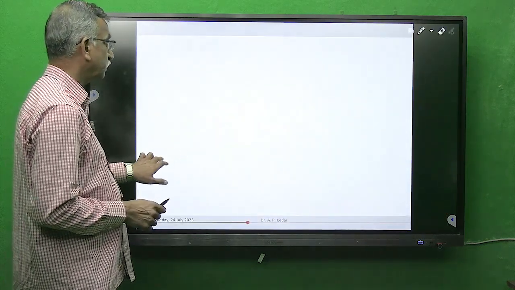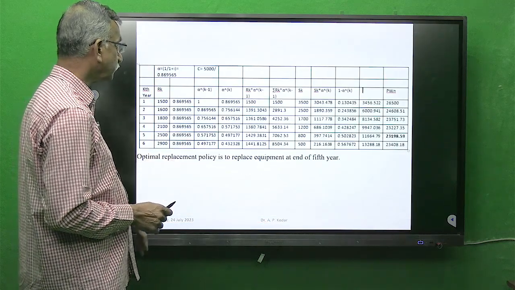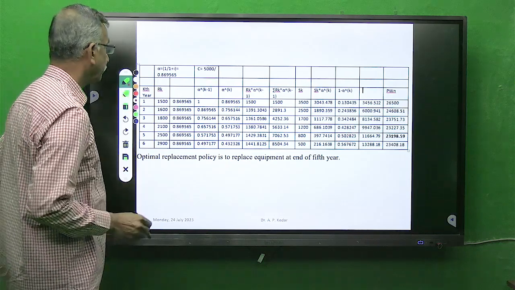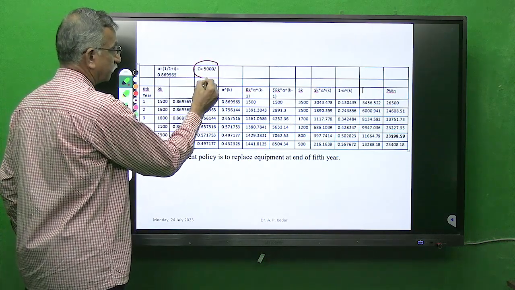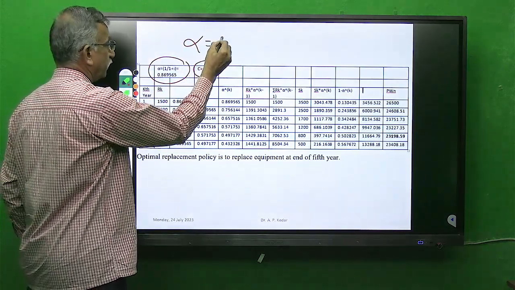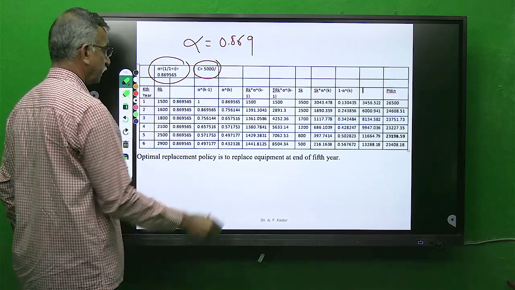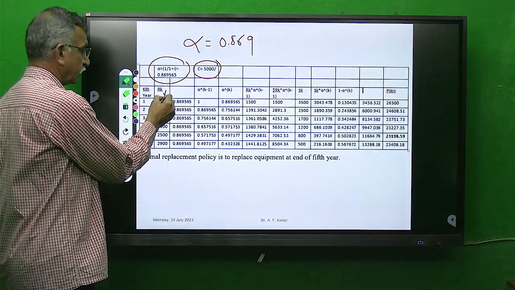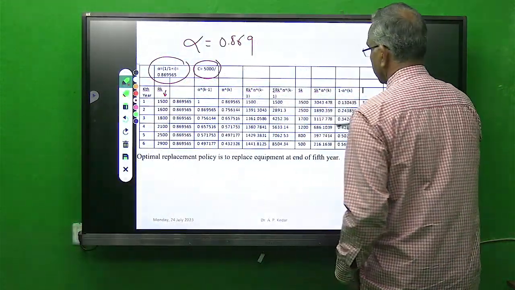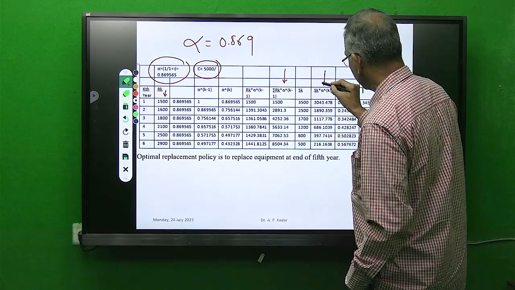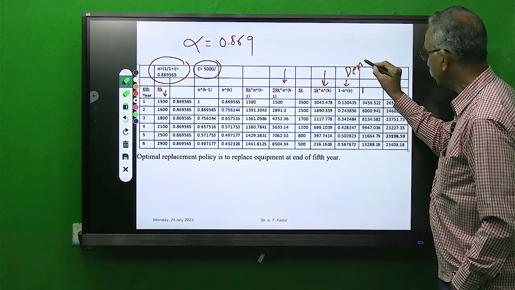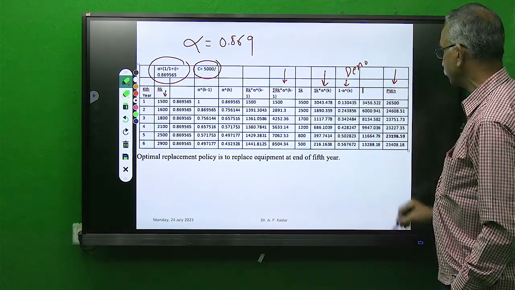So see here, the complete problem is solved. Here you can see I have solved this complete problem. C I have mentioned here as 500. Alpha is calculated from the relation and comes out to be 0.869, and then different tables are written, and as mentioned, summation Rk alpha k, this Sk alpha k, this is the denominator value, and the last present worth value is estimated.